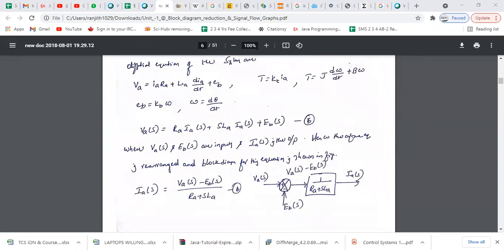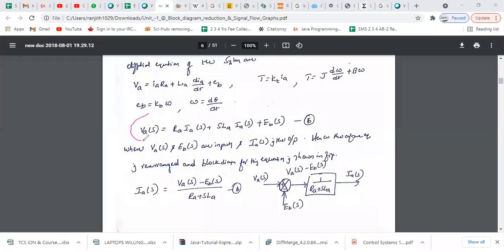Coming to the first equation, this is the first differential equation, and this is the first algebraic equation. Are you following? Respond. Yes, sir. Right. So this is the equation. Then see how I'm drawing individual block diagram section for this equation, right?